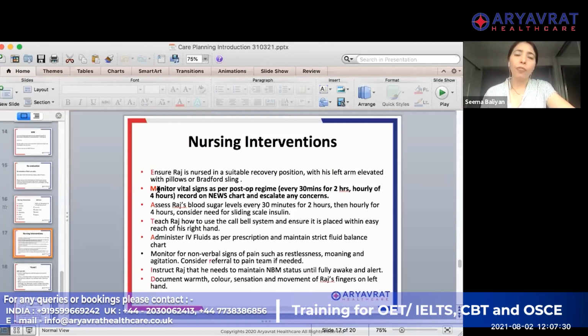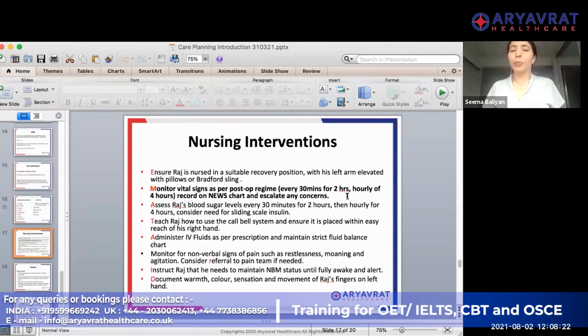When we are monitoring his vital signs, we are going to monitor them as per the post-operative regime, every 30 minutes for 2 hours, then hourly for 4 hours. And then depending upon the NEWS chart, you are going to escalate the concerns. Then, as we know that Raj is diabetic, we are going to assess his blood sugar levels every 30 minutes for 2 hours and then hourly, because that is also part of the monitoring of the vital signs. Then we will teach Raj how to use the call bell system and ensure that it is in easy reach of his right hand.